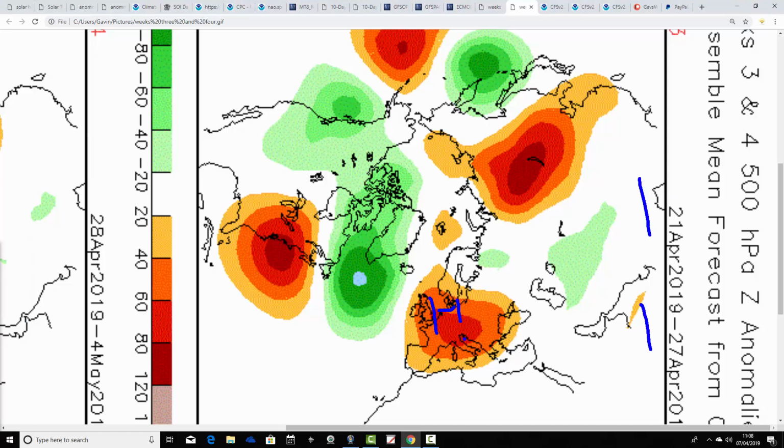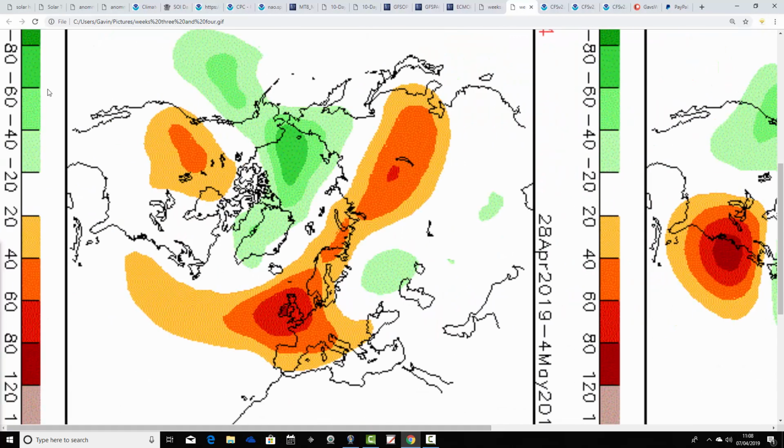The high pressure is over and to the southeast of the country, so it's kind of like sitting across central Europe. Again, that looks like a dry and warm pattern. That's going to be bringing the wind up from a southerly to southwesterly type direction. And look at this, week four is the 28th of April to the 4th of May, and the high pressure is over the UK and it's building up to the northeast as well.